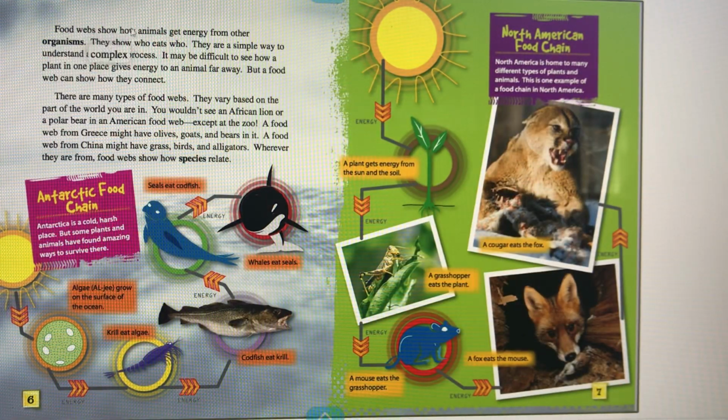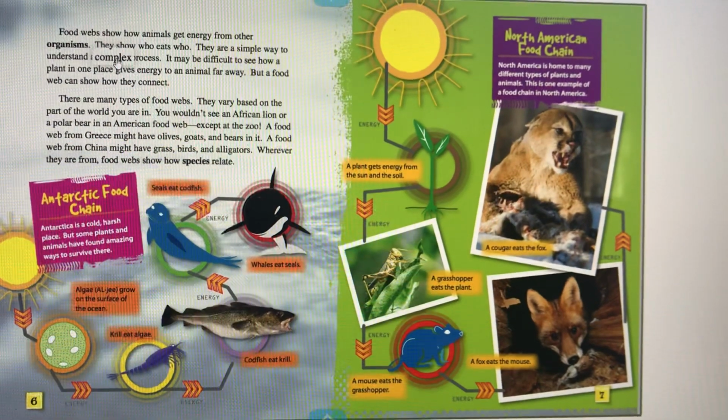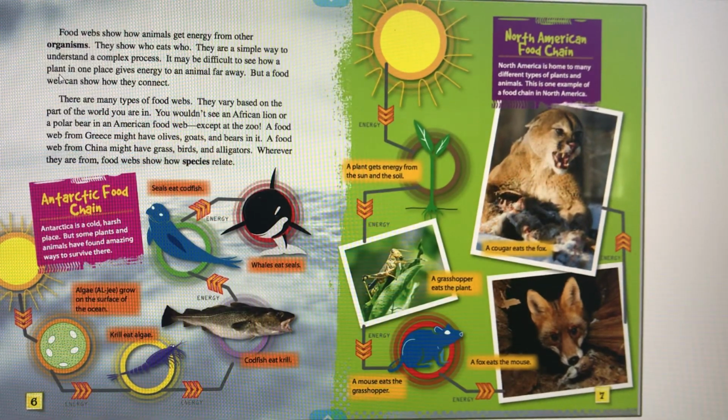Food webs show how animals get energy from other organisms. They show who eats who. They are a simple way to understand a complex process. When something is complex, it's difficult. It may be difficult to see how a plant in one place gives energy to an animal far away, but a food web can show how they connect.